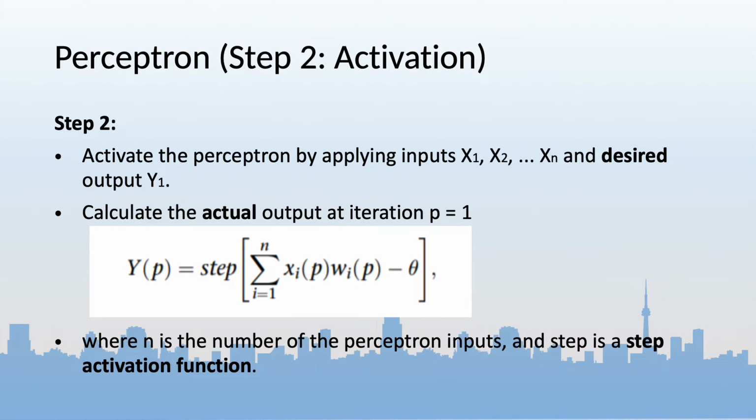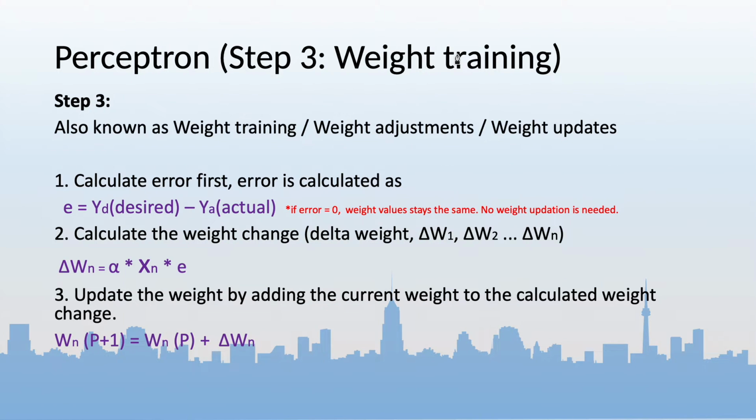So the next step is weight training. This weight training is also called weight adjustment or weight updates. Okay, how do we find the value of the weight? So how do we know that we need to adjust the weights? First, we need to calculate the error. And we calculate the error by calculating y desired minus y actual. So what is y desired? I will explain later.